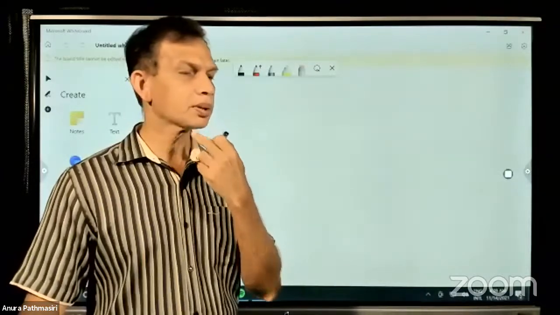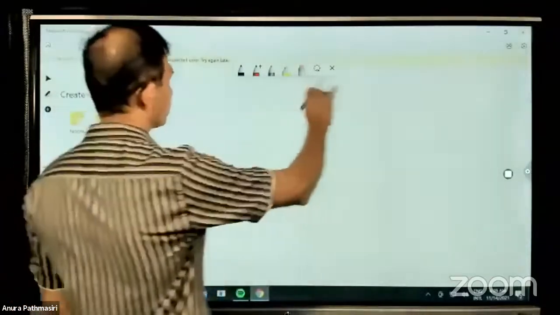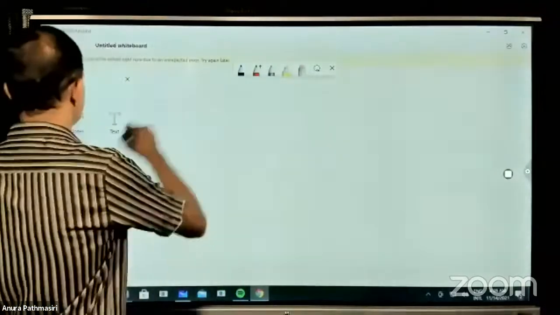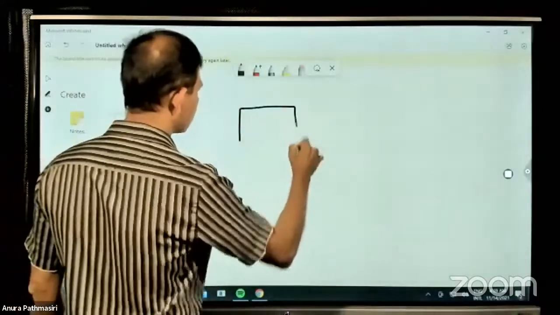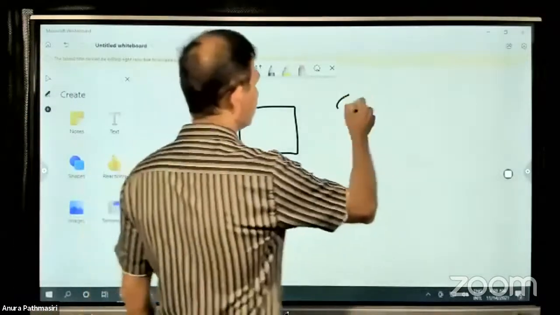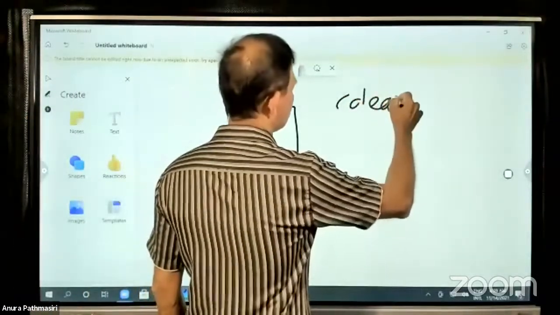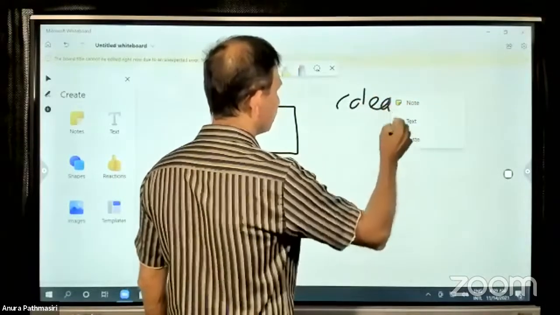When we discuss force, the force is a push or pull. This tells about the collinear force. Collinear force means collinear force.